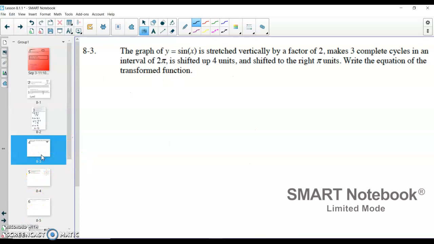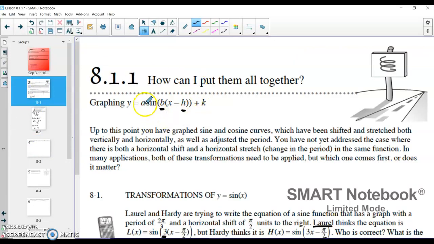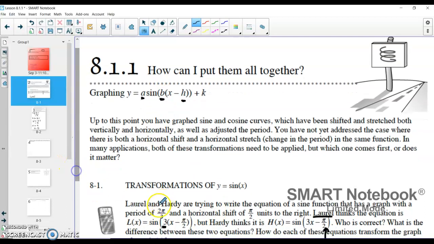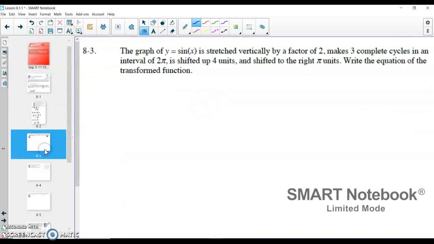We have the graph of sine. We want to stretch it vertically by a factor of 2. Keep in mind this equation here in the beginning. A is a vertical stretch. B is that change of the period, or when they talked about having the period be 2 pi over 3, that's going to be that B value. The minus h or plus h is shifting left or right, and the k is shifting up or down, and we're going to keep that in mind here as we look through 8-3.